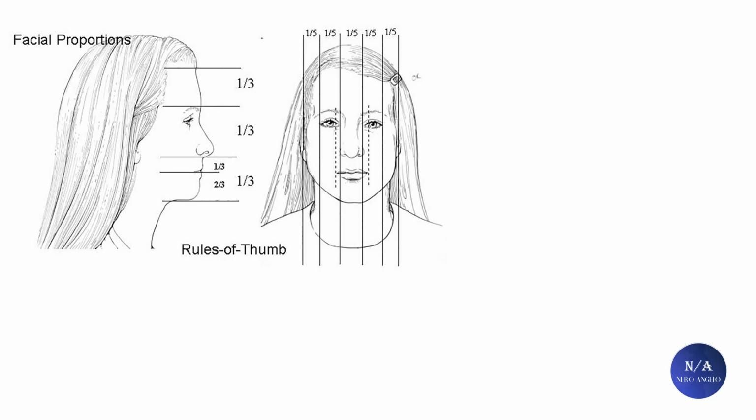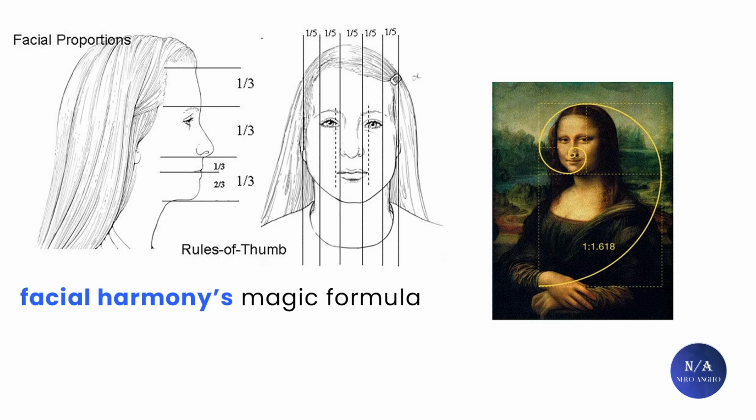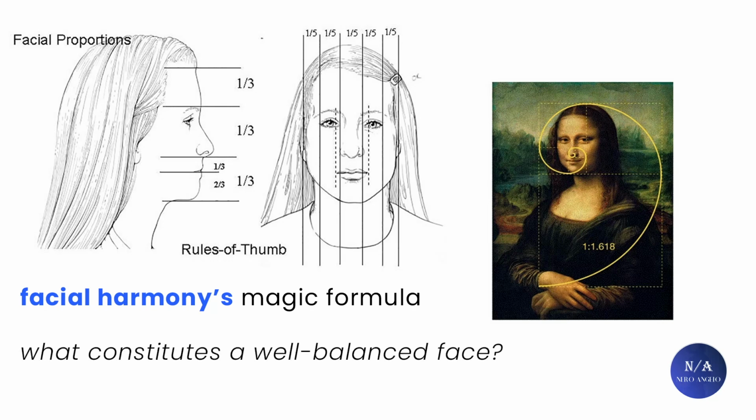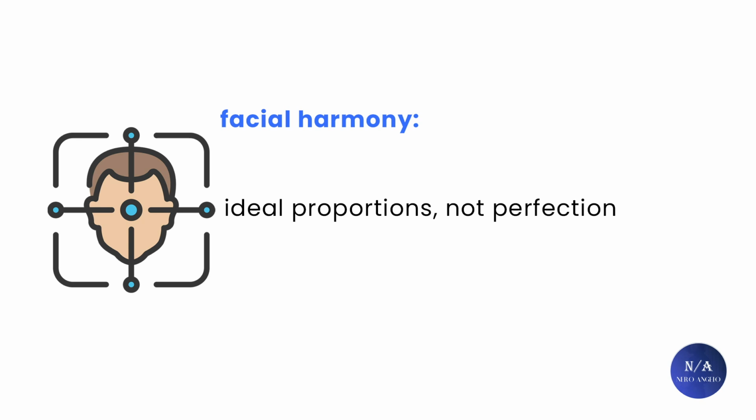From facial thirds and fifths to the infamous golden ratio, pop culture has been seeking facial harmony's magic formula for millennia. Between the ancient Greeks, Renaissance artists like Leonardo da Vinci, and today's social media set, there's no shortage of hypotheses about what constitutes a well-balanced face. To keep things short, facial harmony is about ideal proportions, not perfection.